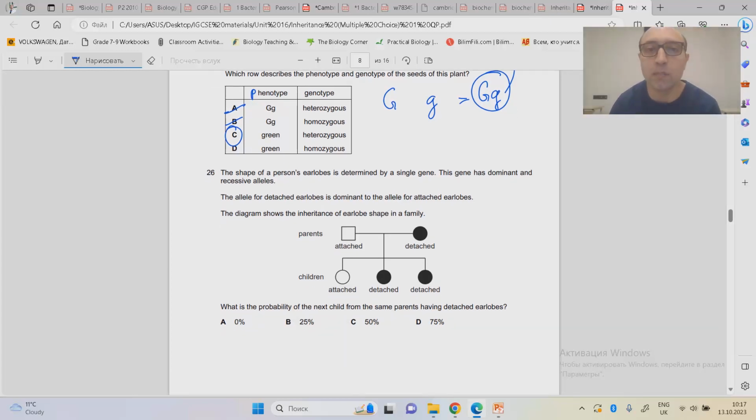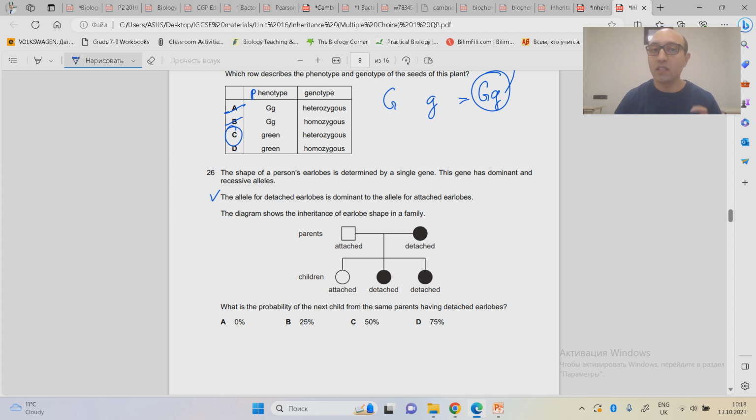26, as you see, it is about pedigree, guys. They are saying that, let's look to the second question. The allele for detached earlobe is like this one. Your earlobe, like this part, is separating from the skin, so it is known as detached. Detached earlobes is dominant to the allele for attached earlobes.